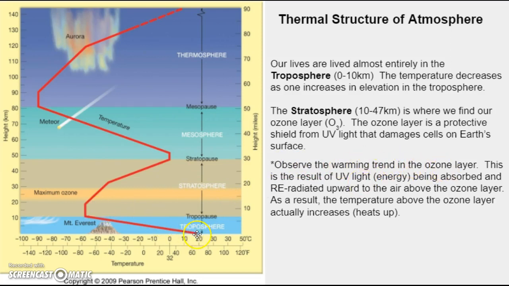So notice, in our troposphere, temperatures cool as you rise in elevation. Then we get this relatively consistent temperature. There's very little change. And then from the ozone and above, we get a steeper slope. It's simply warming faster. You might say, well, why is it warming within the stratosphere? Well, this is the direct result of ultraviolet light energy being absorbed and re-radiated upward into the air above the ozone layer. As a result, the temperature above the ozone layer actually increases. It warms up. So the stratosphere is the opposite in terms of thermal conditions. The troposphere cools as you rise in elevation. The stratosphere actually warms up.